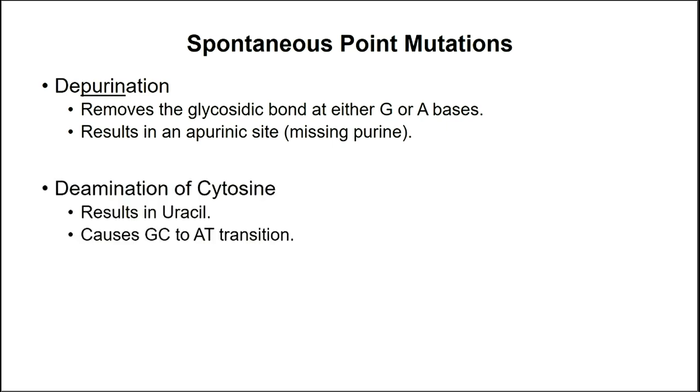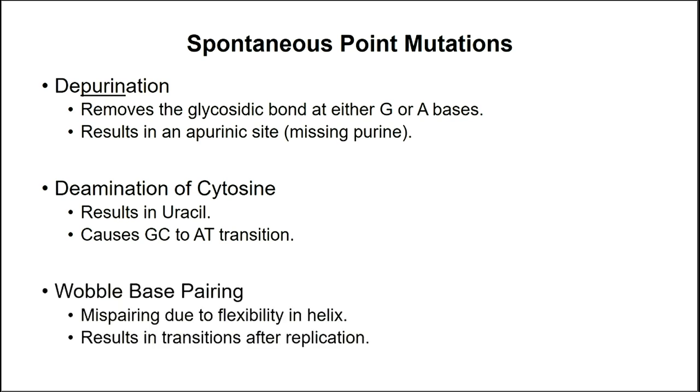Deamination. Deamination of cytosine results in uracil. So if you remove an amine from cytosine, it creates a uracil. And then wobble. Remember we talked about wobble as it relates to tRNA, mRNA binding and the codon-anticodon pairing, but sometimes wobble can happen in DNA replication. And if the bases are pairing wobbly during DNA replication, then that could insert the wrong base. All right, so let's walk through these in a little more detail.